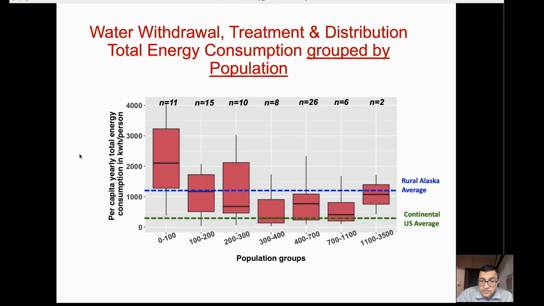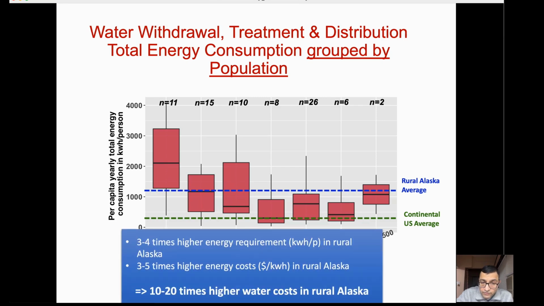In a study conducted by me and some of my students, we looked at the per capita yearly total energy consumption in kilowatt hours. We looked at 73 or so communities, and you can see that the continental US average is much lower than the rural Alaska average. On the x-axis, the communities are grouped by increasing population. The lower the population, generally speaking, the higher the energy consumption per capita, which indicates economies of scale, which is also an issue overall.